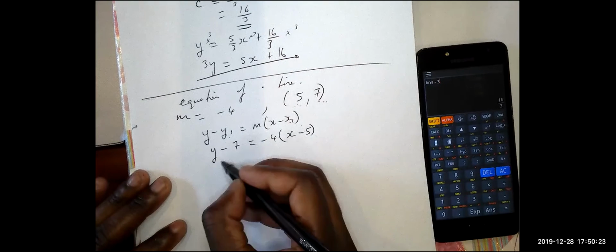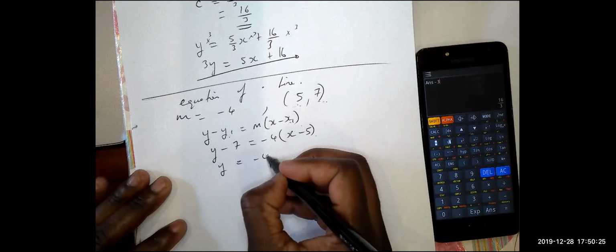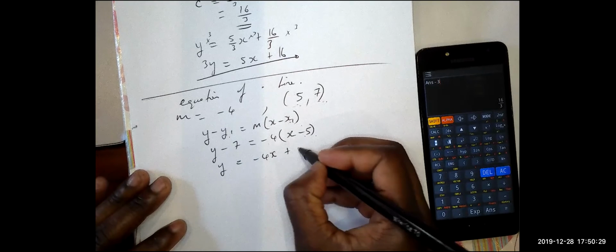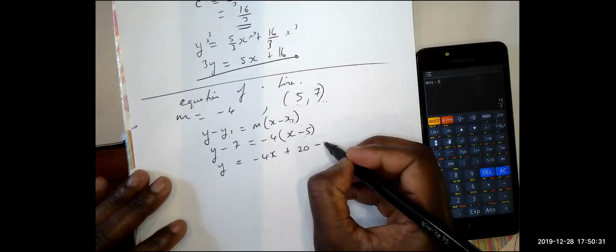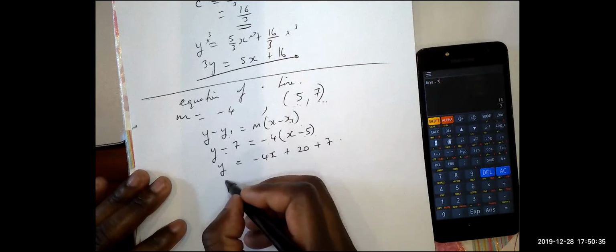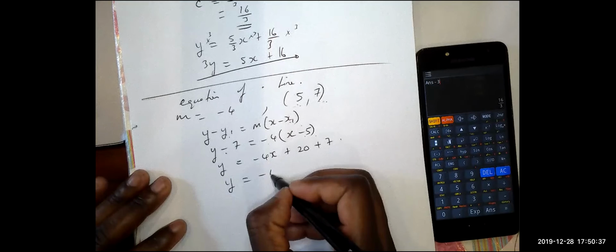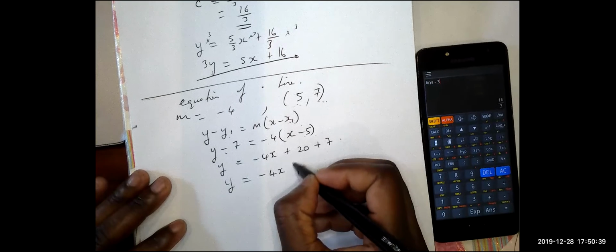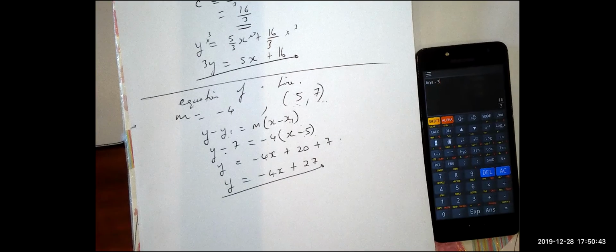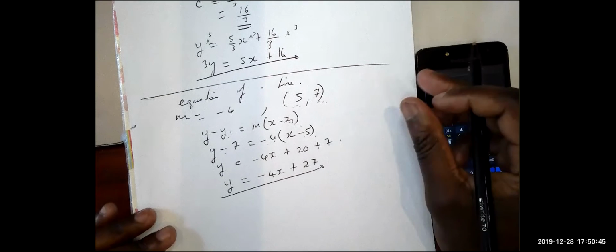Now what do you do now? Y is equal to -4x, okay. Minus is going to give you plus 20, okay. Plus 7, because here 7 you have to move that side. Then what we get there is y is going to be -4x plus 27. That's how you can find it. Okay, so that's how you get the equation of a line. Okay.